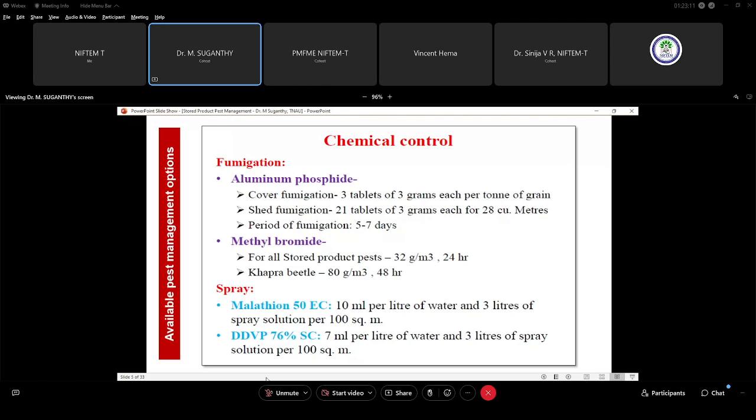Otherwise, we can go for some pesticidal sprays also, like Malathion, DDVP. These are all very commonly available practices in front of us. But we all know the impact of these chemicals, and that is the reason why we are in the process of shifting towards organic. Nowadays organic produce is gaining momentum. Probably you all might be aware of it. Nowadays the demand for organic produce, both in the domestic as well as in the international market, is growing like anything, and the farmers of Tamil Nadu are in the process of shifting towards organic methods.